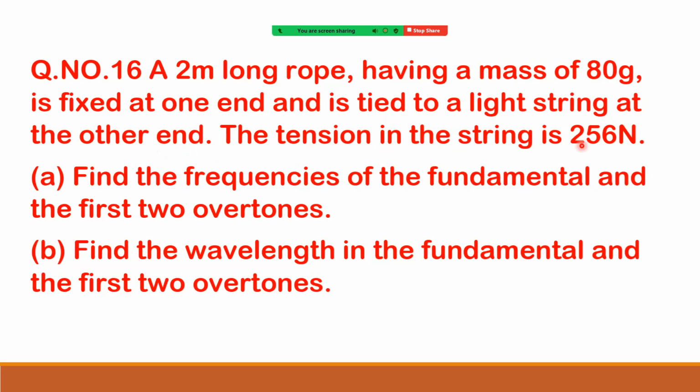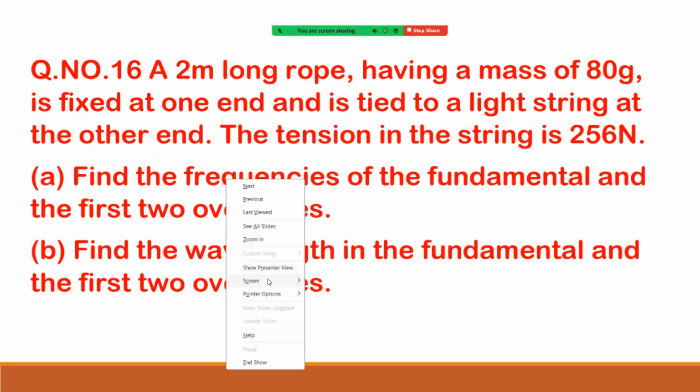Now tension is given, and from these two we can calculate the mu value. Then we can calculate the speed of a transverse wave. Find the frequencies of the fundamental and first two overtones and the corresponding wavelengths. Okay, let's see how we solve this one.